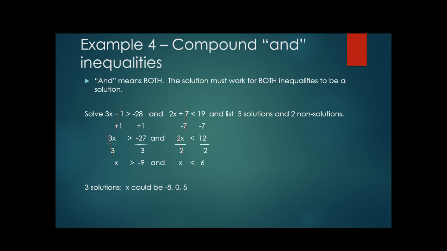An example could be negative 8, 0, and 5. Because 0 is greater than negative 9 and less than 6. Negative 8 is greater than negative 9 and is less than 6. Etc. and so on and so forth. Two non-solutions would be negative 10 and 7, because negative 10 is less than 6, but it's not greater than negative 9. 7 is greater than negative 9, but it's not less than 6. It's got to include both.